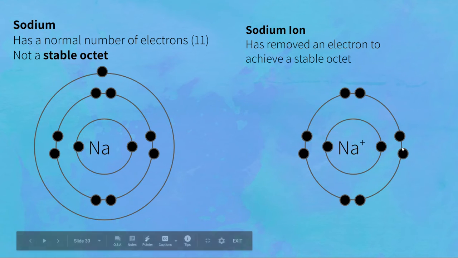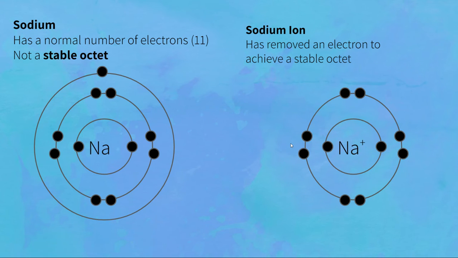So now sodium, in its stable octet, instead of having 11 electrons, now has 10. So we now see sodium is positive because it has 11 protons, one more positive than it does negatives, because it only has 10 electrons. So that is how we have the sodium ion becoming a positive ion.